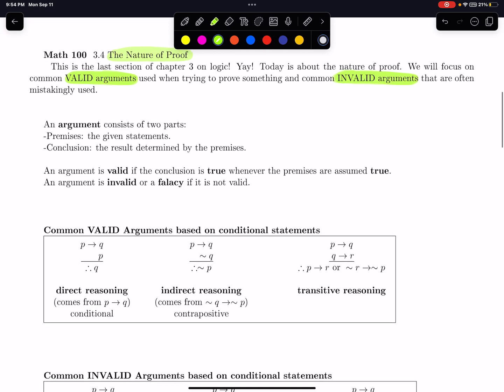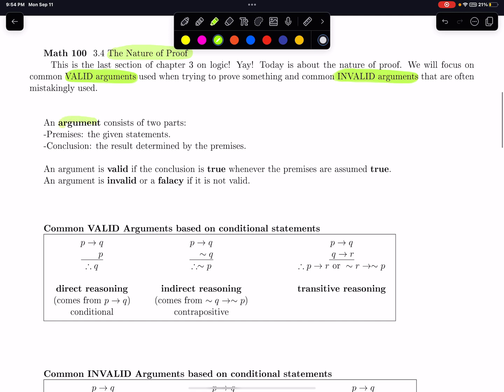Okay, let's look at this. What is an argument by definition? An argument consists of two parts. Number one, premises. Premises are what we call the given statements. These are statements that we're just taking for granted as being true. They may or may not in reality be true, but we're not concerned about that right now. We're only focused on the structure of the argument itself.